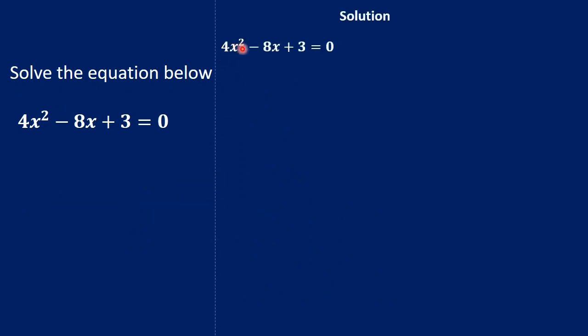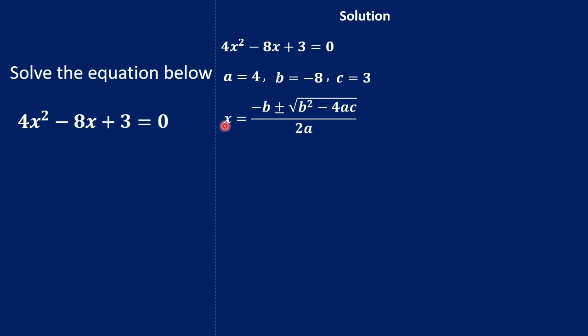Example, solve the equation below. We have 4x squared minus 8x plus 3 is equal to 0. A is equal to 4, that's the coefficient of x squared. B is negative 8, that's the coefficient of x. And then the constant c is 3. Using the quadratic formula, x is equal to negative b plus or minus square root of b squared minus 4ac over 2a. So we fix a, b, and c into the formula to achieve our results.